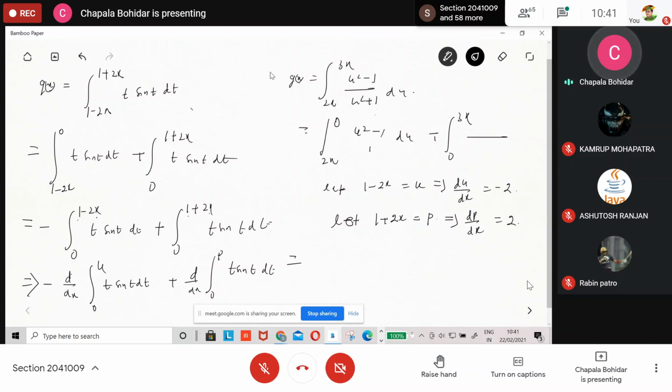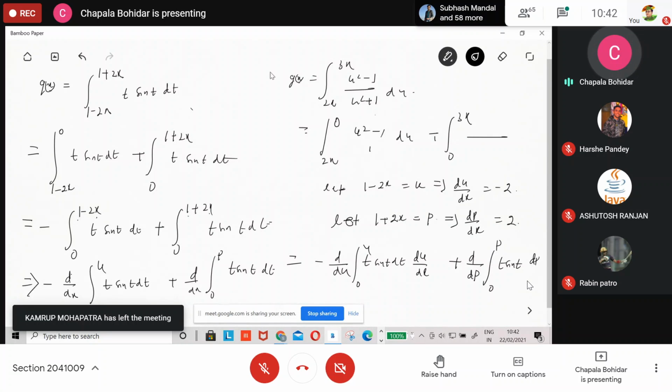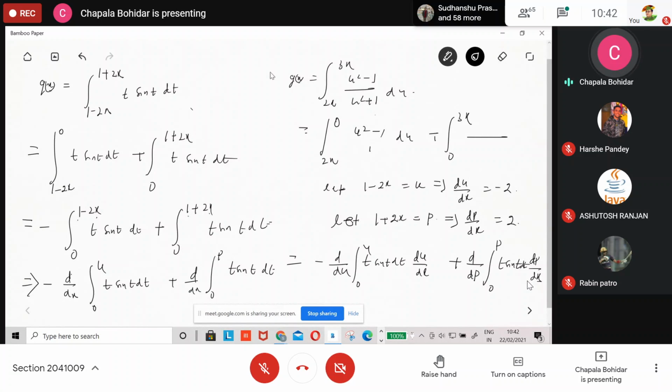By applying our chain rule, what do we write down? We write minus d by du of the integral from 0 to u of t sin t dt, then du by dx. By applying our chain rule, it is d by dp of the integral from 0 to p of t sin t dt, then dp by dx. So now you substitute your value.